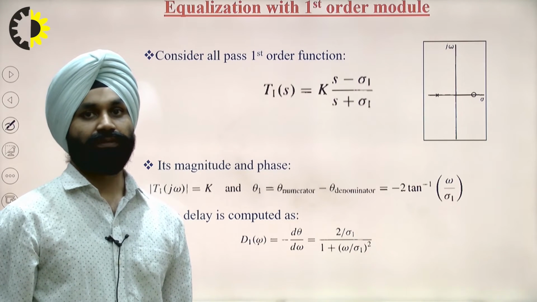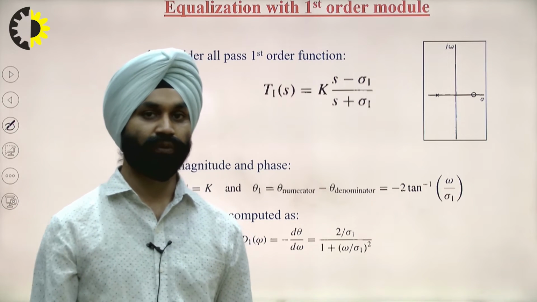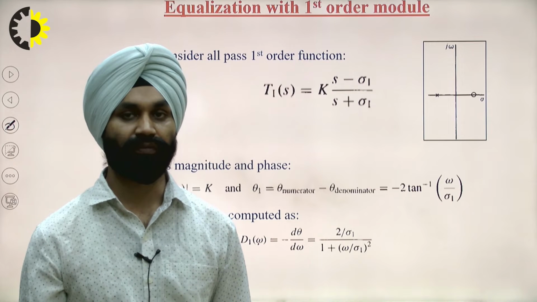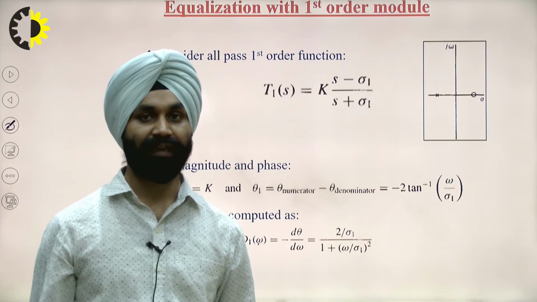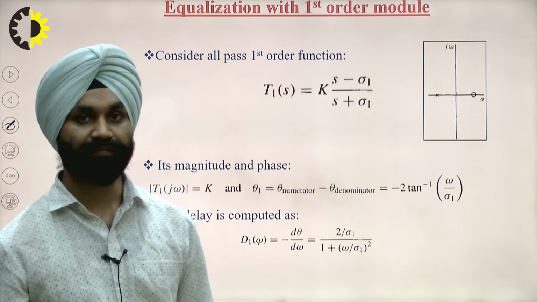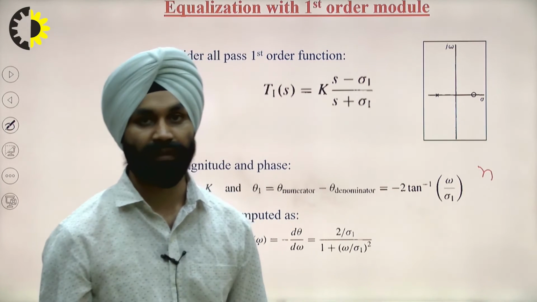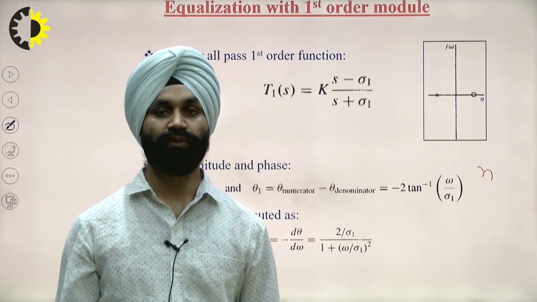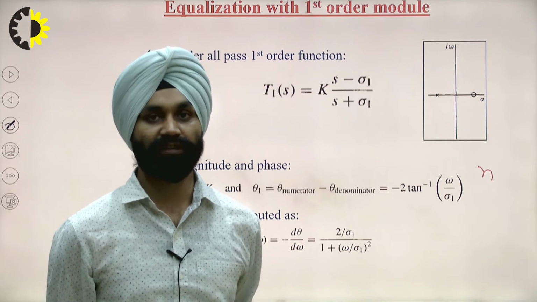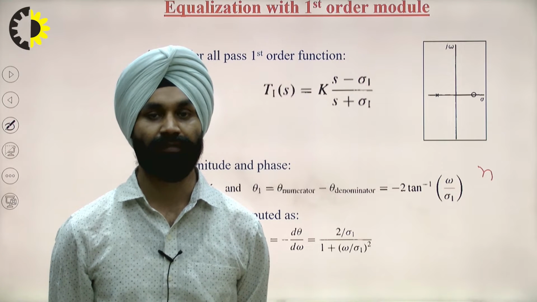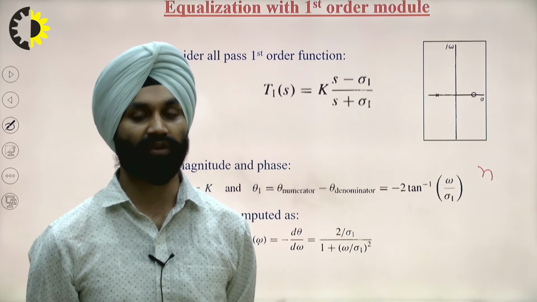To do this with all pass filters, we have to use different orders of the filters. We have also seen that the delay is also a function of n, the order of the filter. So we have to use a number of delay equalization filters, all pass filters, to have the desired constant delay.